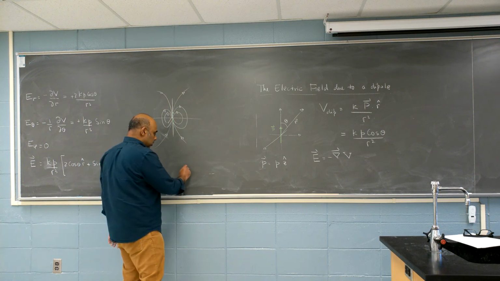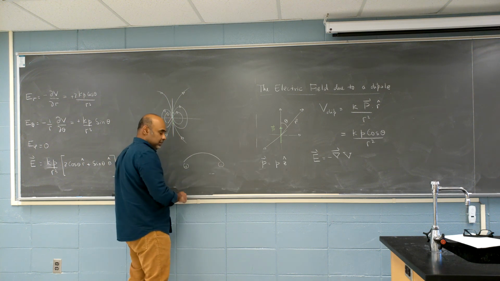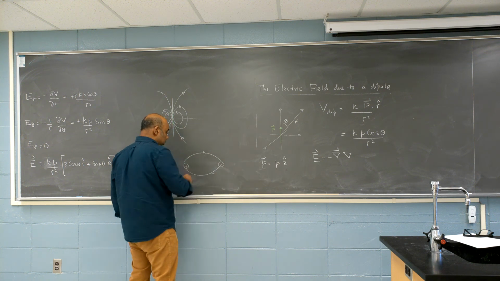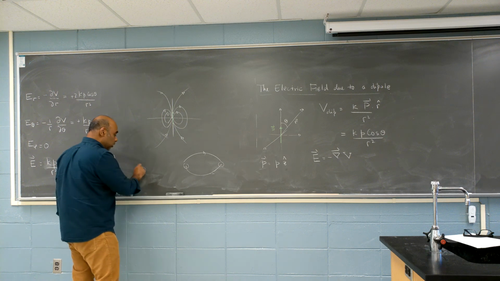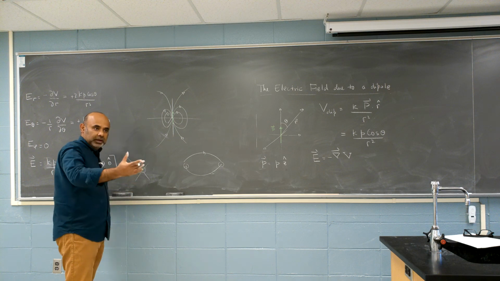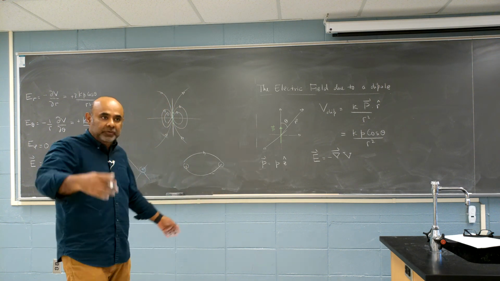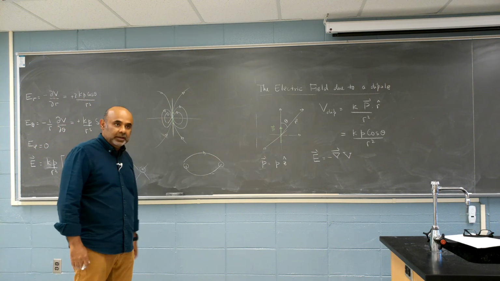Because remember, the field lines emanate from, you know. But on the other hand, if you only had one charge in the universe, then you would have just field lines emanating, and it doesn't impinge on anything. These are open field lines. These are closed field lines.